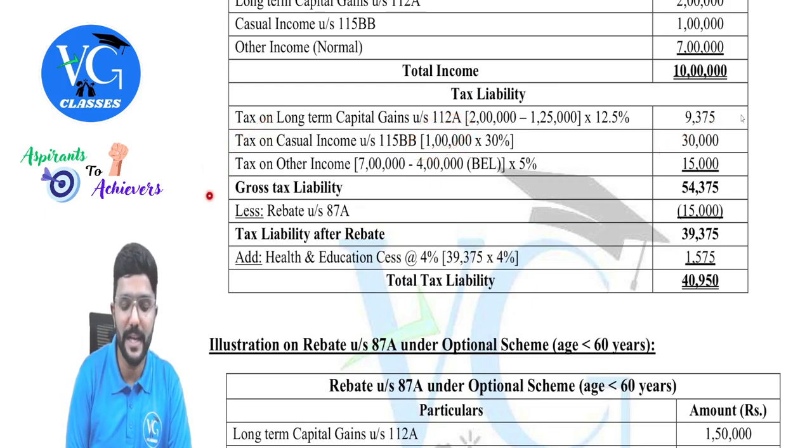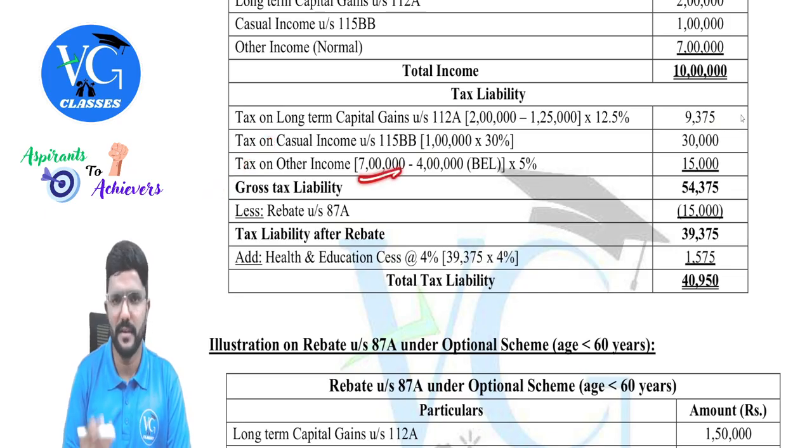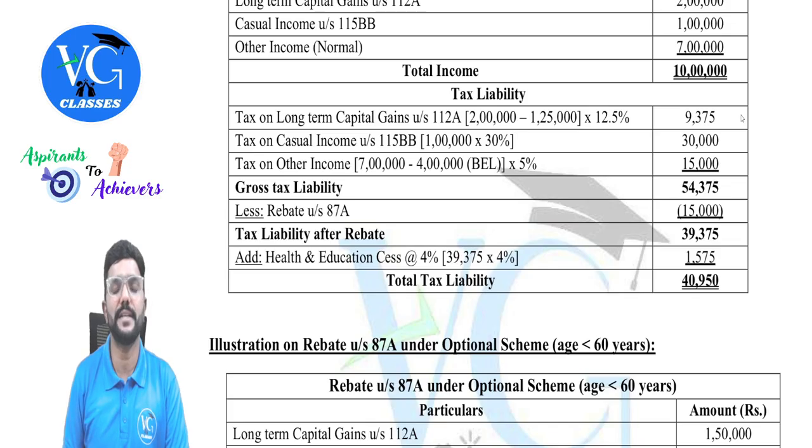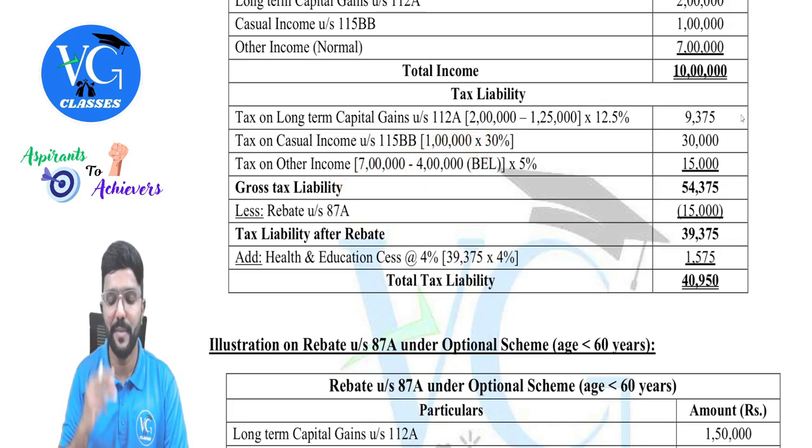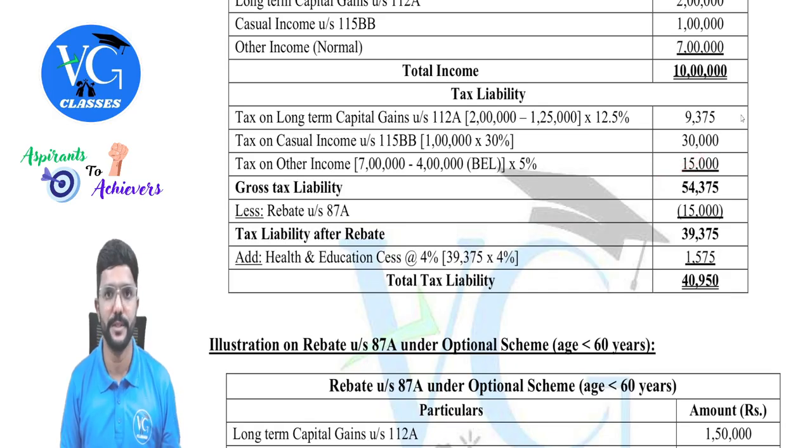Okay, sir. Then tax on other income: 7 lakh is other income. So basic exemption limit under the default regime is 4 lakh. BEL stands for basic exemption limit. Remaining 3 lakh is taxable at 5%, guys. So that will give us 15,000. So what is the gross tax liability? 54,375. Can he claim full amount as rebate?